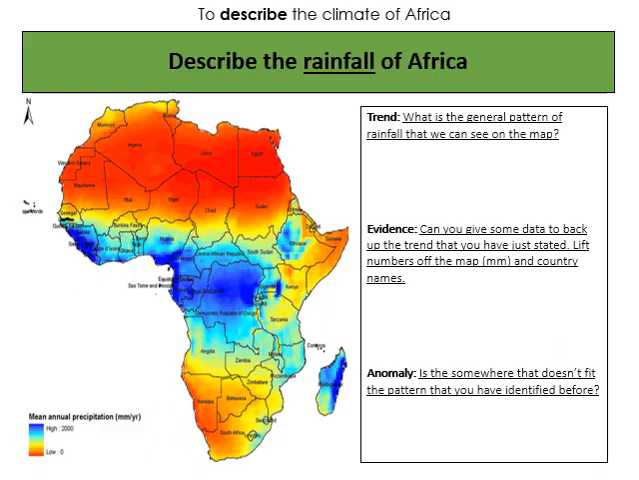So the first thing that we need to do is describe the rainfall in Africa. And when we're describing rainfall or any type of figure, we need to try and use the writing frame TEA. So T stands for trend, E stands for evidence, and A stands for anomaly, or sometimes known as an outlier. So what we're going to do first, we're going to do this example together, and then you're going to do the other one on your own.